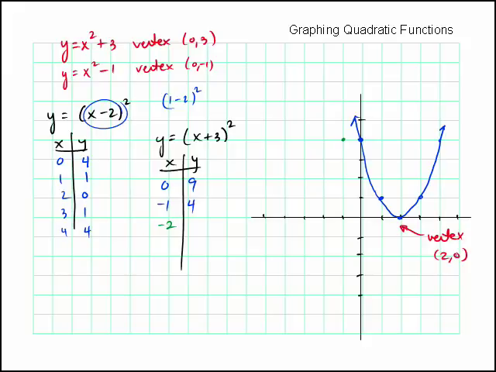If I plug in negative 2, I get 1. If I plug in negative 3, I get 0. If I plug in negative 4, I get 1. And if I plug in negative 5, I get 4.